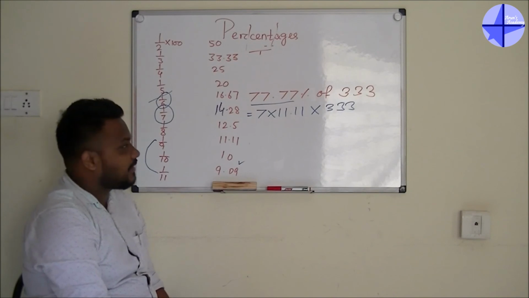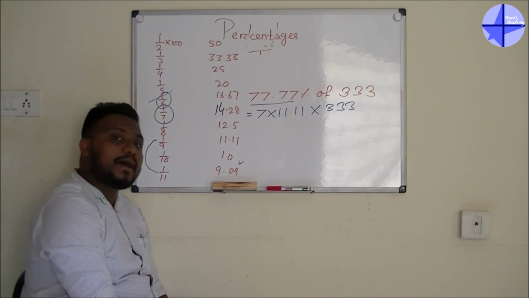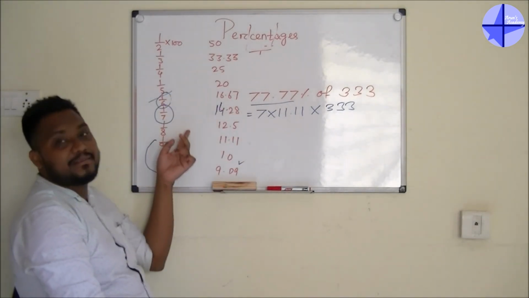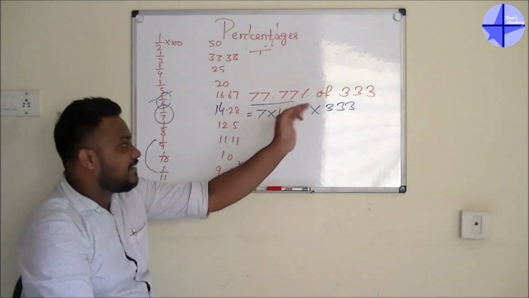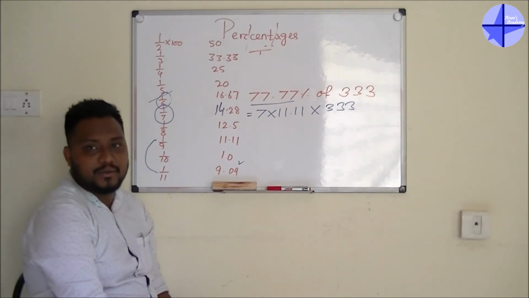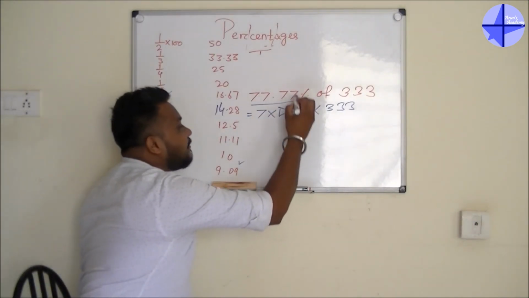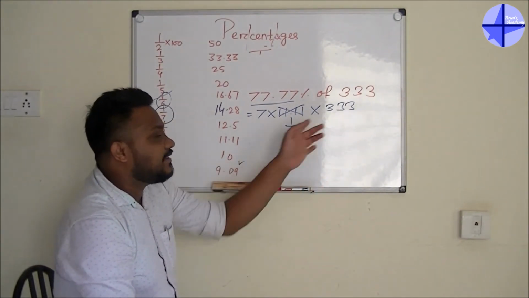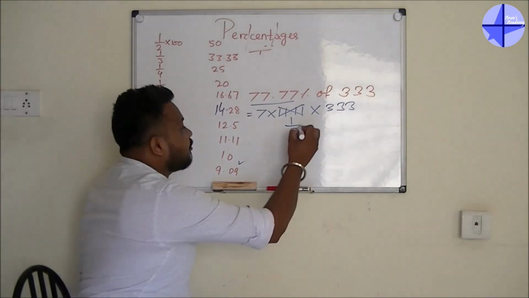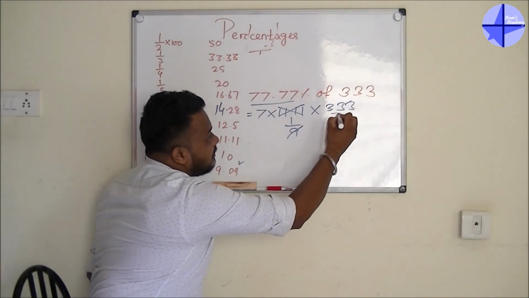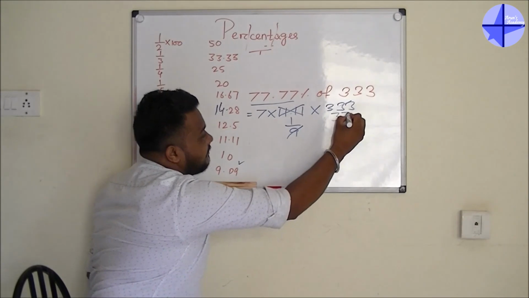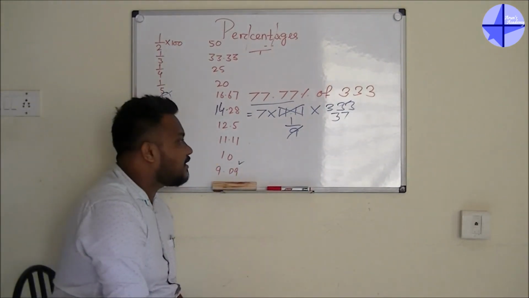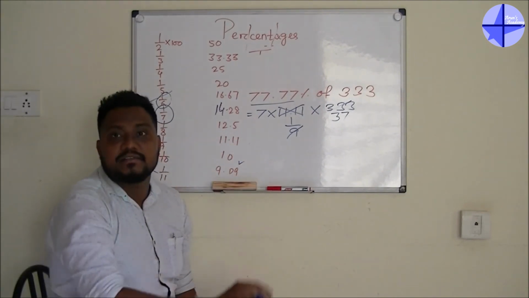Another thing will come: I told you percentages means you have to go for 100. Why am I not writing 100? Because everything is multiplied with 100, only for that reason I am taking only 11.11. Now 11.11 is equal to 1 by 9, and everyone knows that 333 is perfectly divisible by 9. So the 9 cancels, you get 37, after that you get 7. The answer is 7 into 37. Now there is no need to use a calculator. Tell me, what is 7 into 7? 7 into 7 is 49.